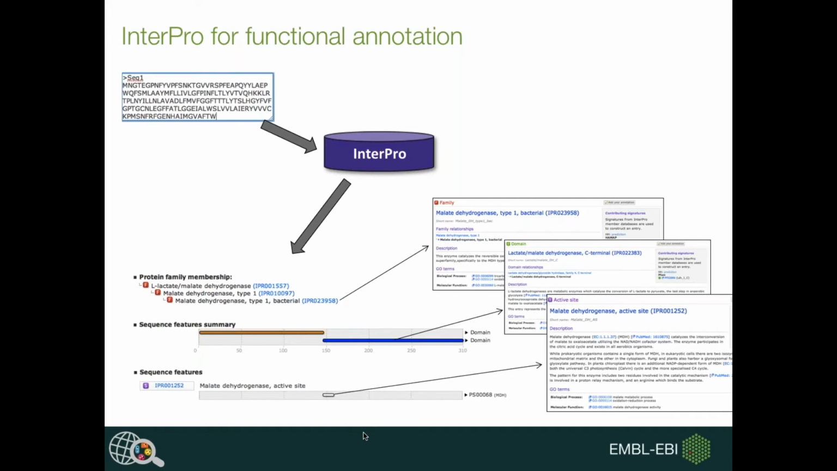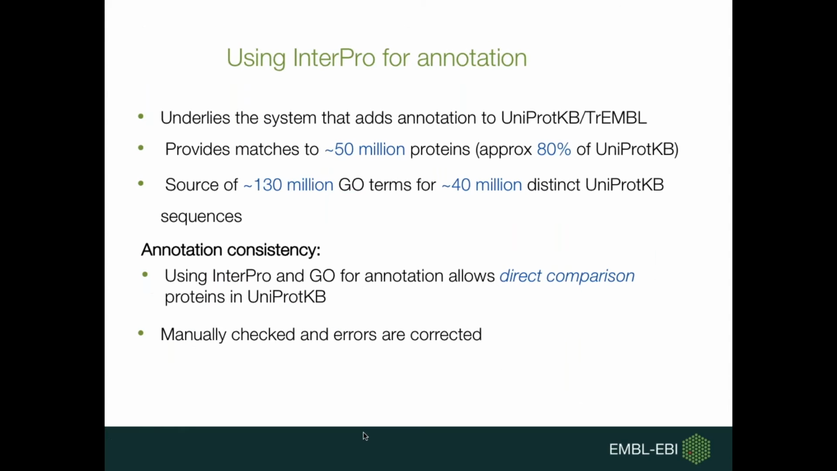So that's essentially what we're using for our functional annotation. The reason we're using it is because we use it in-house to annotate the UniProt database. It gives us a lot of coverage, so it covers 80% of UniProt. It's a big source of gene ontology terms, and this allows us to have annotation consistency. Because we're using InterPro and GO for annotation, we can directly compare to proteins in UniProt annotated the same way.